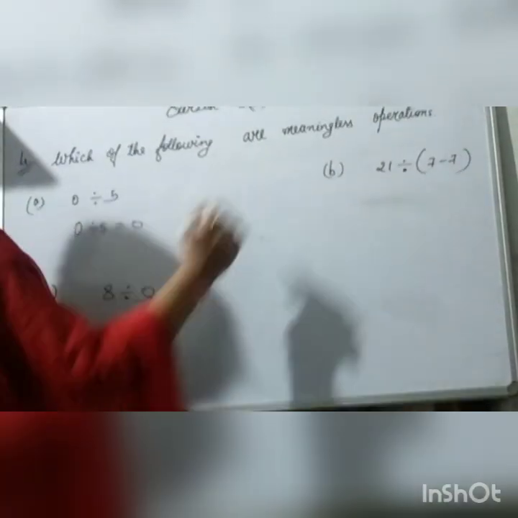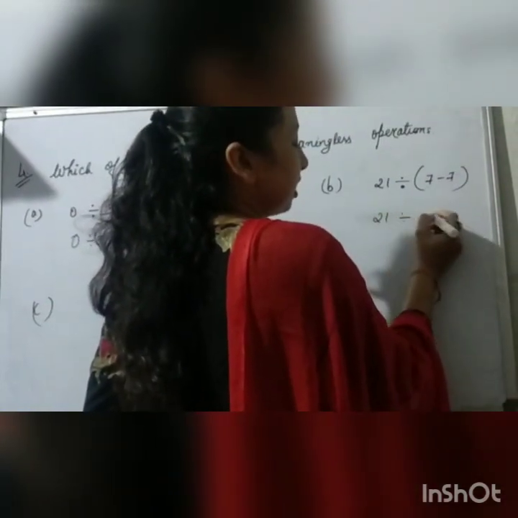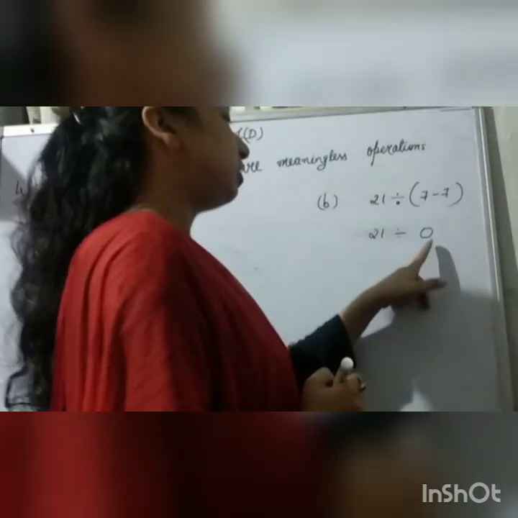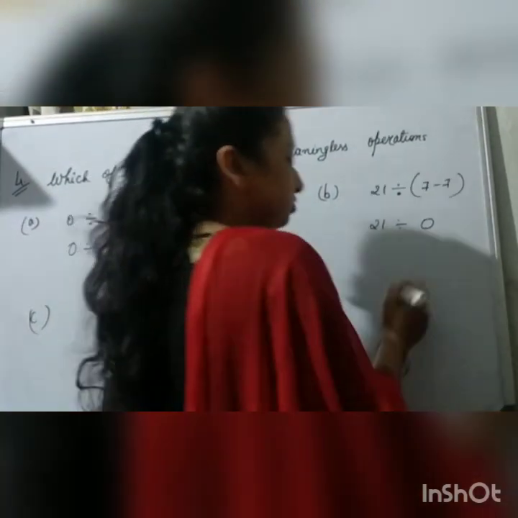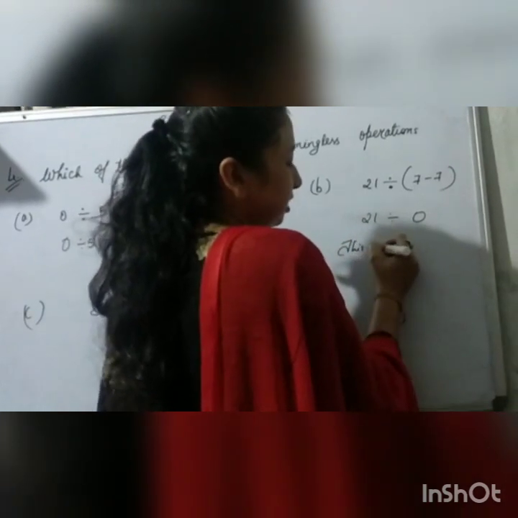Now come to the next question. 21 divided by 7 minus 7. Here we will solve the bracket first. So here the divisor is 0, so this is meaningless. Why is this meaningless?